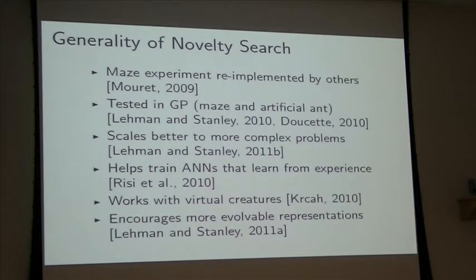Since we published the biped and the maze experiments, there have been a series of other results that establish that novelty search is maybe a viable tool in the toolkit for solving deceptive problems. It's been tested in genetic programming as well as in artificial neural networks. It's helped to train plastic ANNs that learn from experience, to work with virtual creatures, and it can actually encourage more evolvable representations over time. So the argument isn't that novelty search is better than fitness-based search, but that it's different and it might have some benefits for certain problems.